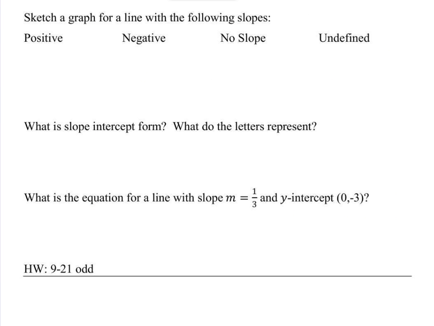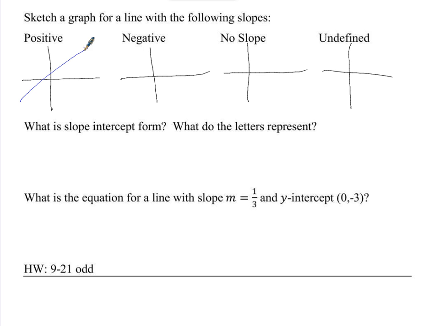All right, some more review here. Sketch a graph for a line with the following slopes. So let me put some axes on here. And then we're going to come up with some graphs for a positive slope. What's this line going to be doing? How do I say that in words? It goes up from left to right. Yeah, that's how I kind of taught that. So if I draw in a line that does that, that is a positive slope. It goes up from left to right. All positive slopes look like that.